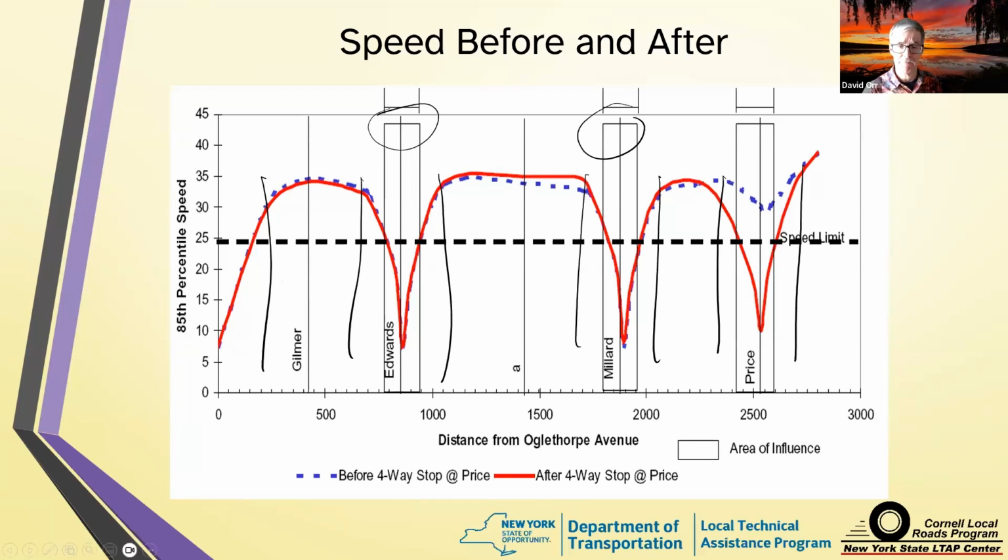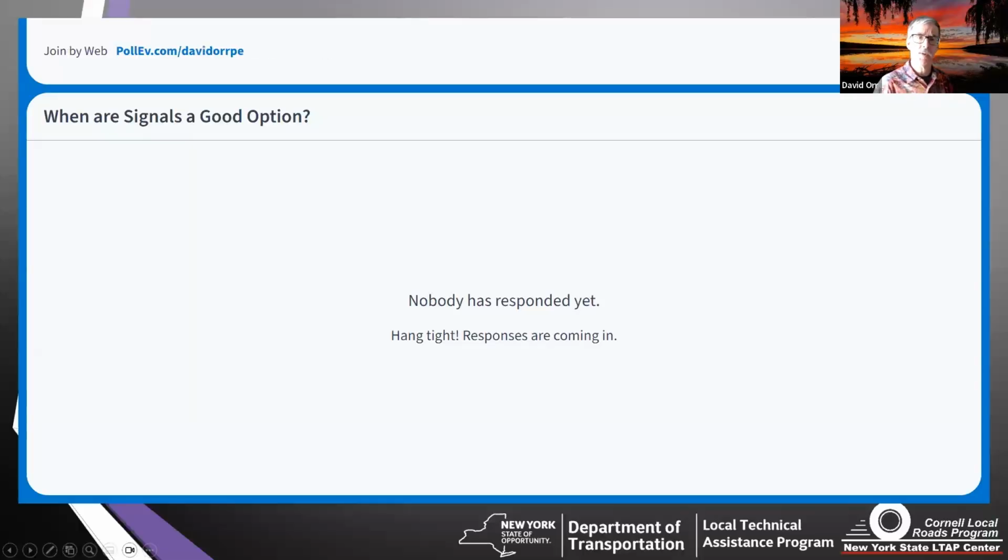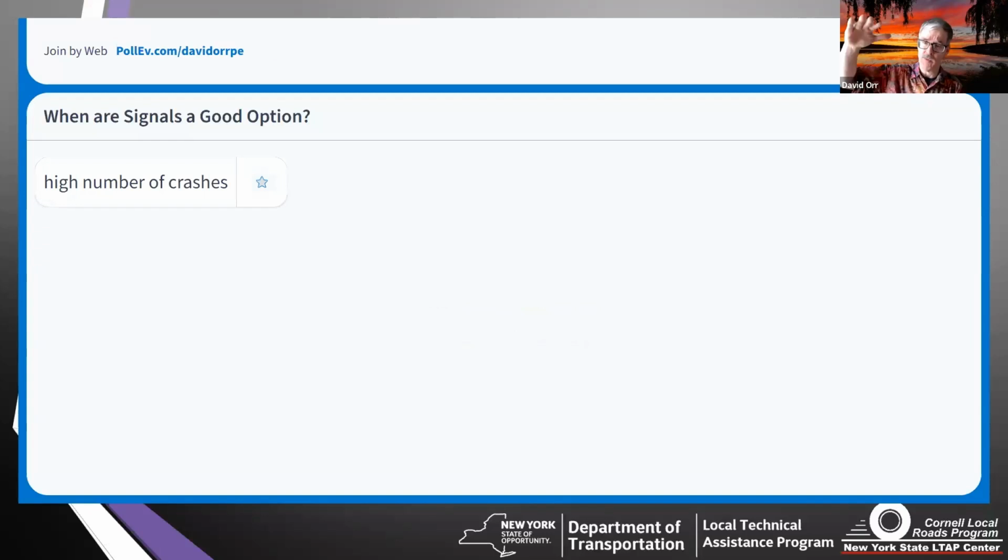Not a good idea. So when do I have to put up signals? So I got my last choice. You know, they're not cheap. We're talking, could be over a couple of $100,000 depending on the intersection and what you're going to have for mast arms or span wire. But when do I need to have signals?